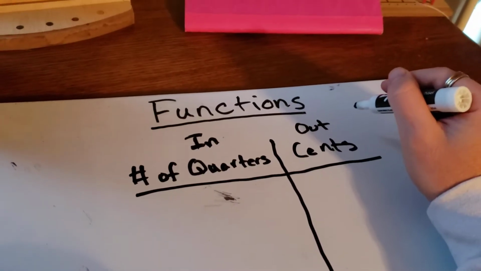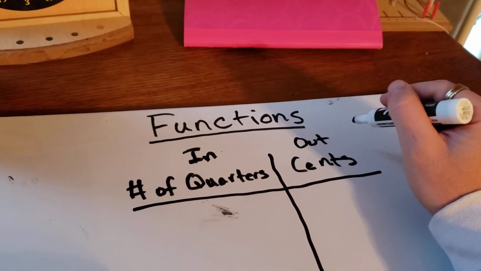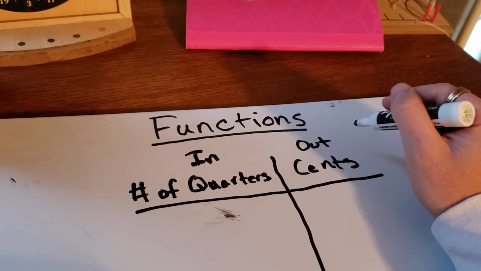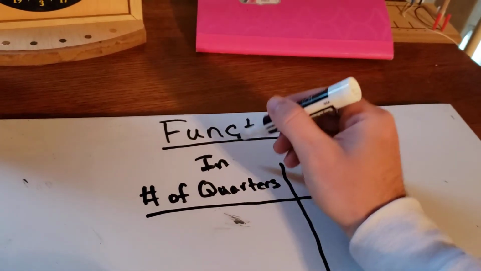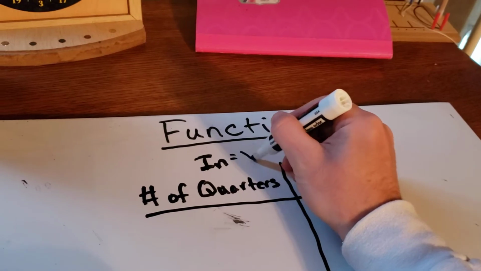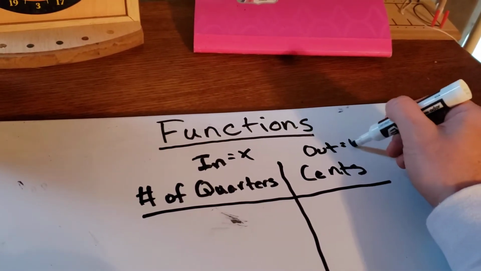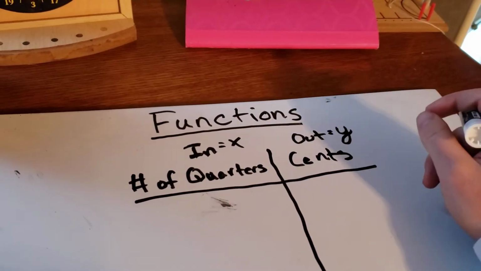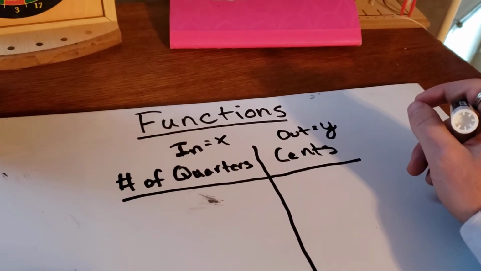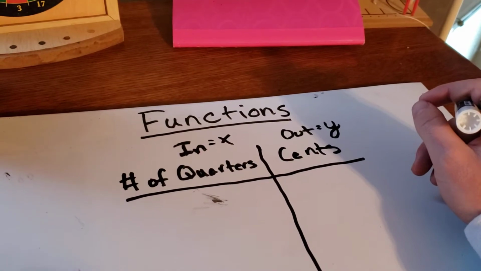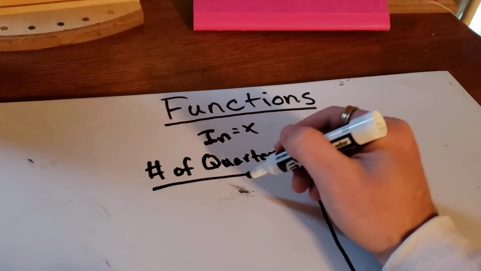Instead of calling them in and out, we're now going to refer to them as variables. So our input is our X value. Our output is our Y value. That's going to be important here in just a minute because we're actually going to write a rule for this function. All right, so let's say I have some number of quarters.